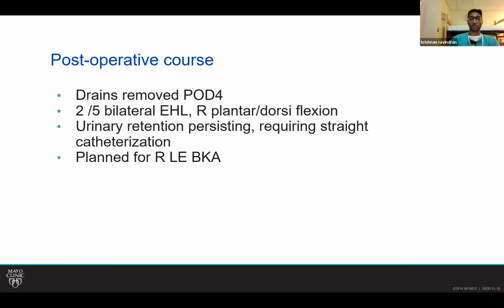So we were able to get a more discrete neurological exam. And he was almost anti-gravity in the L4 through S1 innervated muscles: EHL, tibialis anterior, and gastroc. Unfortunately, his urinary dysfunction has persisted. So he's still requiring straight catheterization. He has no sensation of urge and remains essentially incontinent if not for catheterization.